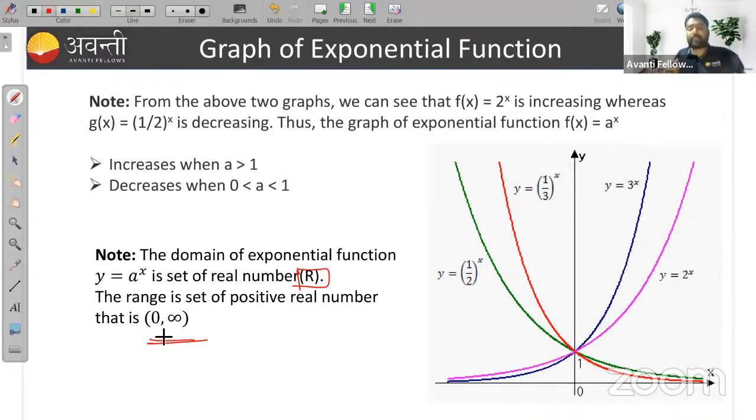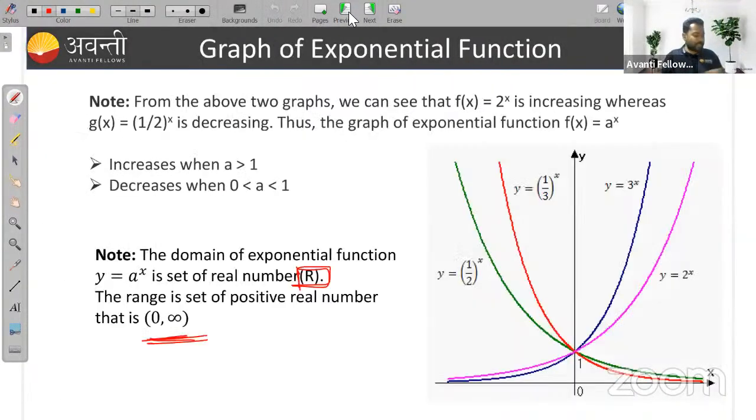Because it does not intersect the x-axis, the value can't be 0. So the value of y goes from just above 0 to infinity. That is always positive, greater than 0. I hope this is all clear to all of you. Range is 0 to infinity and domain is R. This is all about your exponential function.